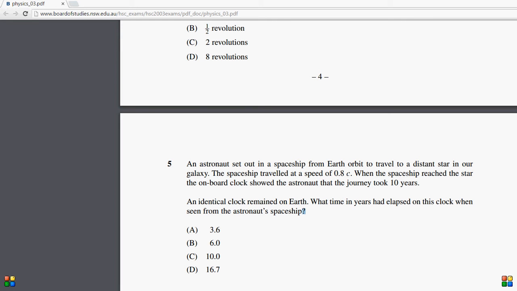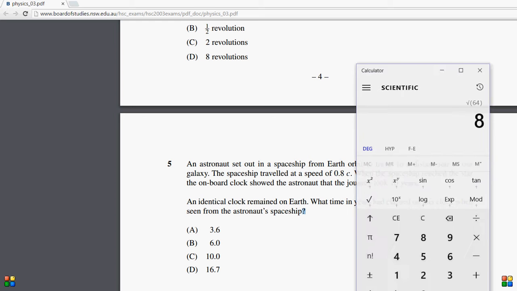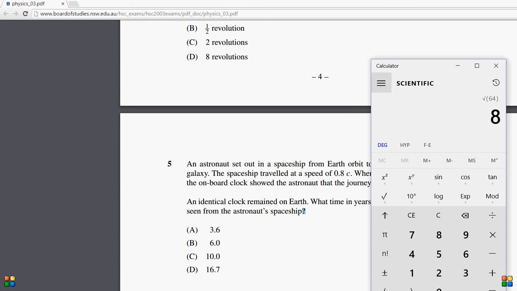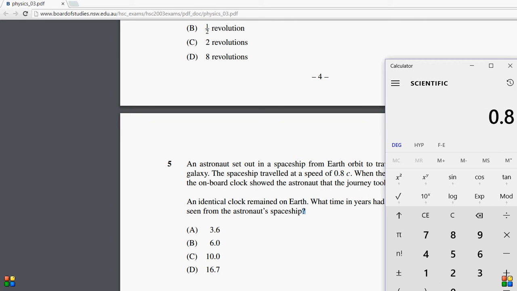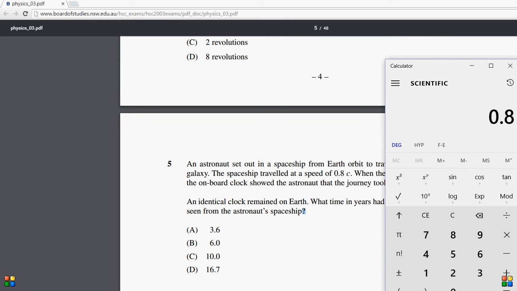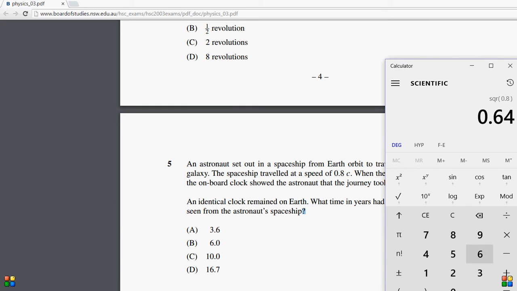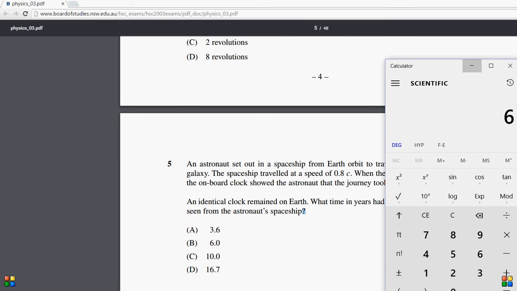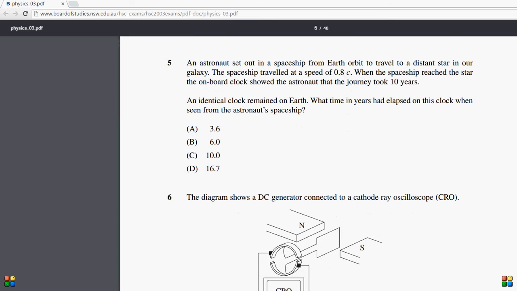So in this case, we're looking at a different frame of reference, so time dilation would be shown here. The equation for time dilation is on the data sheet, but it's 0.8c divided by c squared. So just 0.8 squared, and then 1 minus 0.64, which is the answer that we got before. And we take the square root of this, 0.6, times 10 years. And we get 6 years would have passed on Earth.